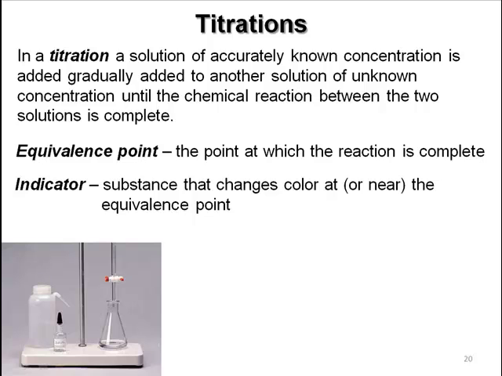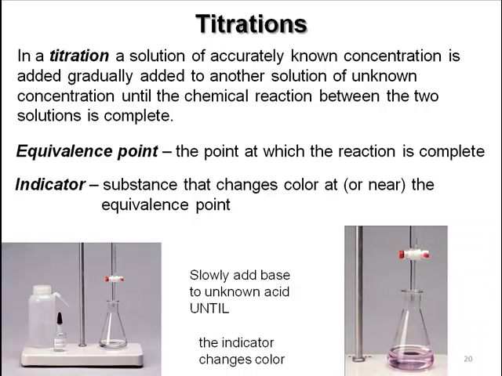The equipment that's used in a titration: you slowly add the base to the unknown acid until the indicator changes color. If you look up here, you see the solution is what color here? Clear. What color here? Okay, very, very light pink. That is the indicator point for this particular indicator, which is called phenolphthalein.